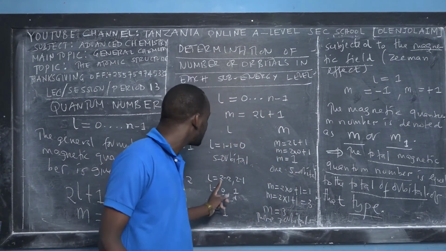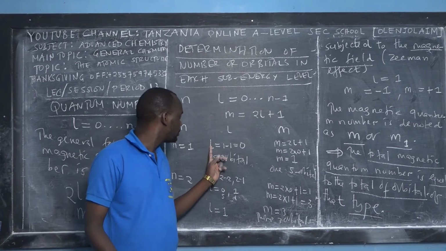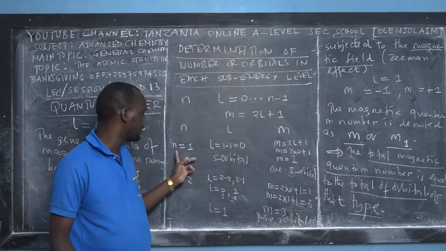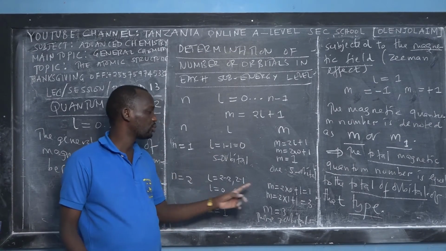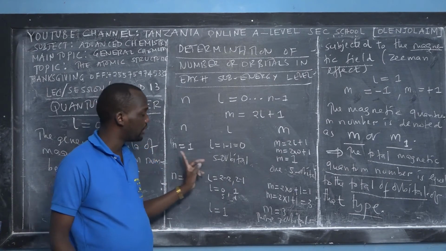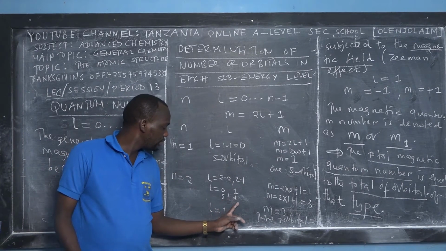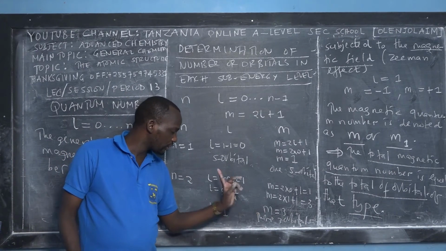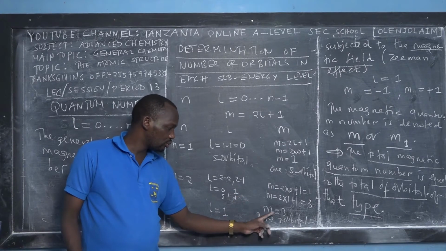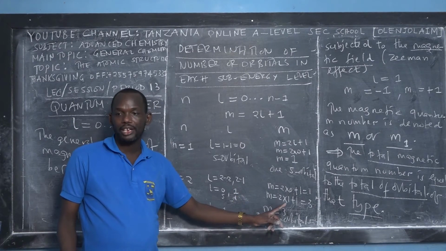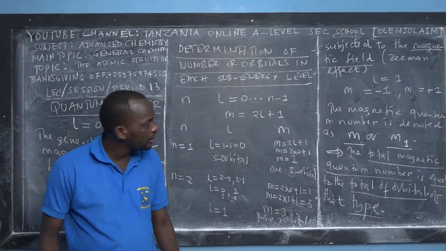So this is the S sub-energy level, and we have only one orbital in the S sub-energy level. In the case of P, we have how many orbitals? 3 orbitals, right? That's what we used to call Px, Py, and Pz, if you do remember from lecture 12.